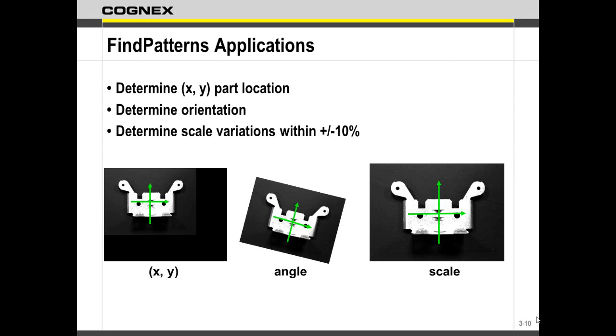So however it was trained, that's 0. Then any movement from there will be the change in orientation. As well as scale, I can do plus or minus 10% with my FindPatterns tool. So whatever it was trained as, that's 100%. And then I can go from 90 to 110% from what I had originally trained it from.